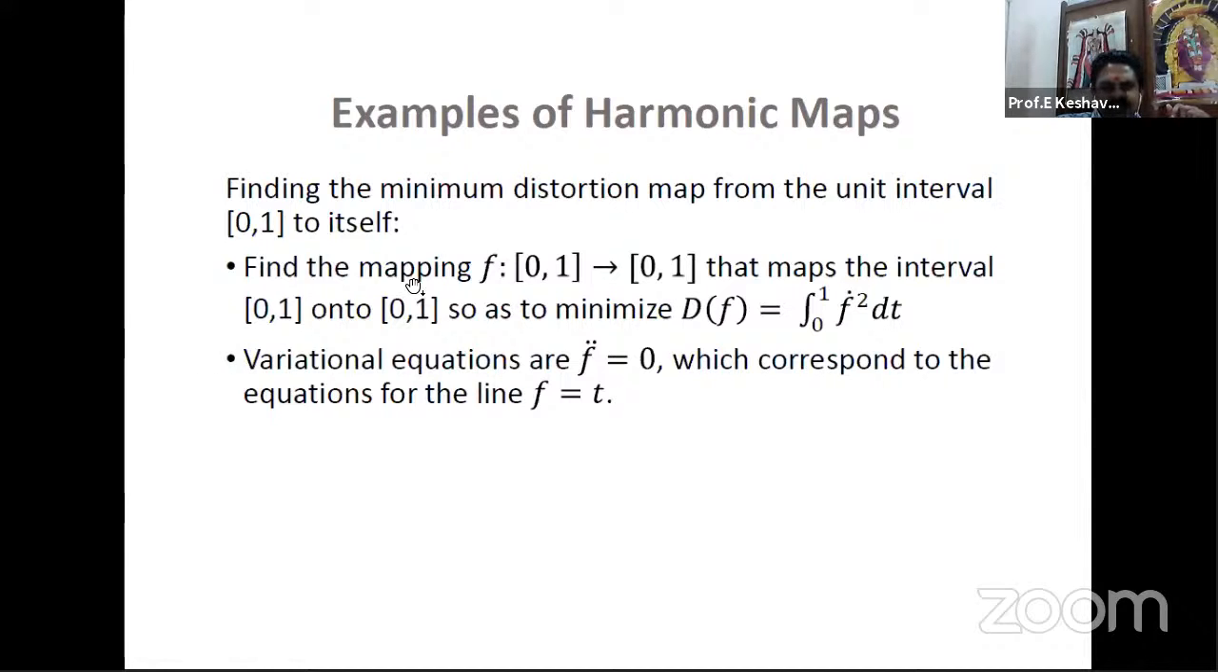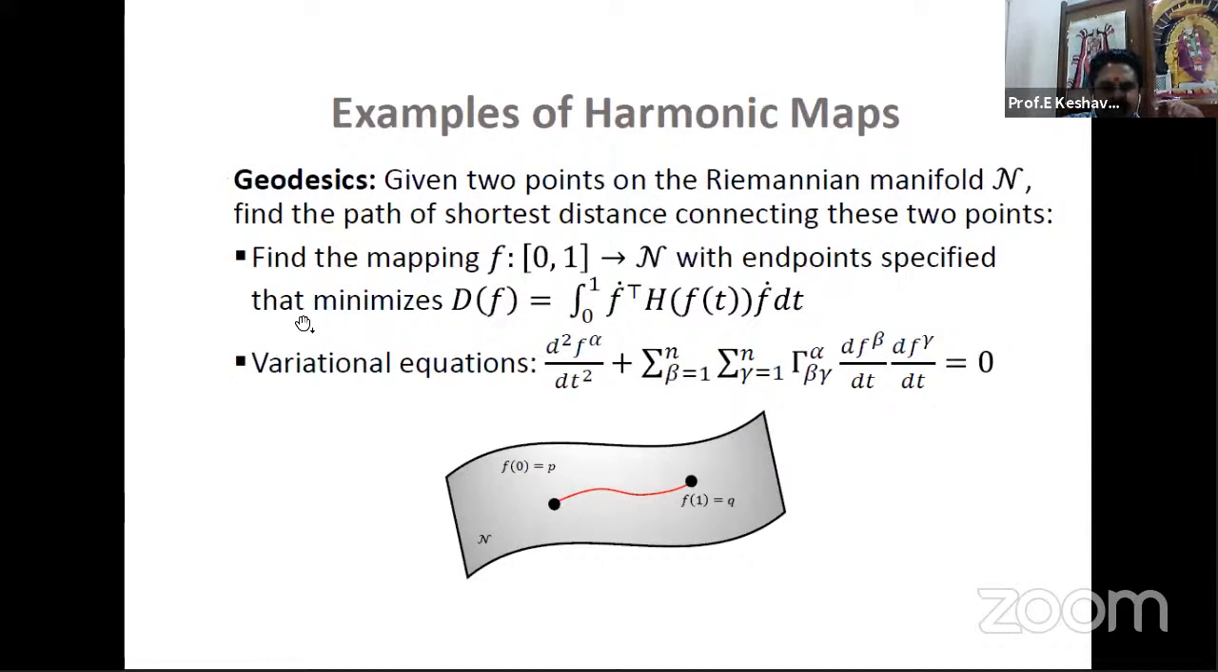Examples of harmonic maps: finding the minimum distortion map from a unit interval, for example 0,1 to 0,1. This maps the interval onto this one so as to minimize the functional d of f with this factor. The variational equation is the double differentiation of f equals 0, and it gives the equation for the line, that is f equals t. So this is an example of harmonic maps.